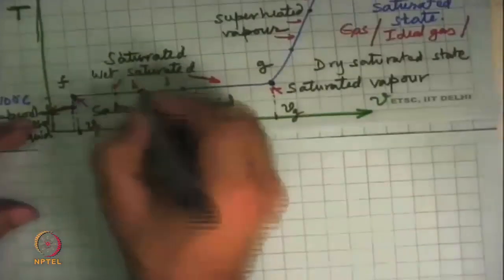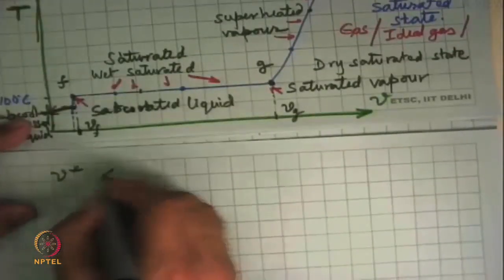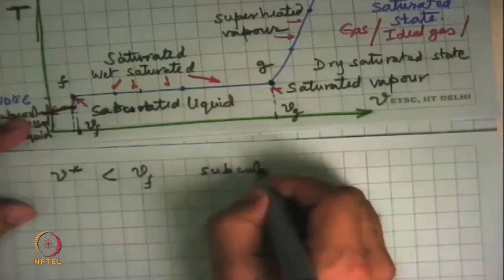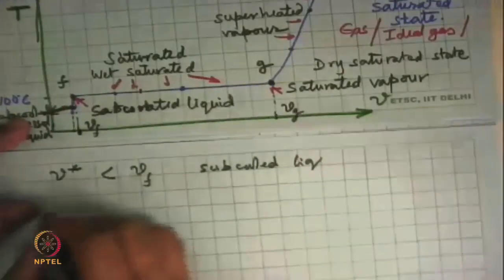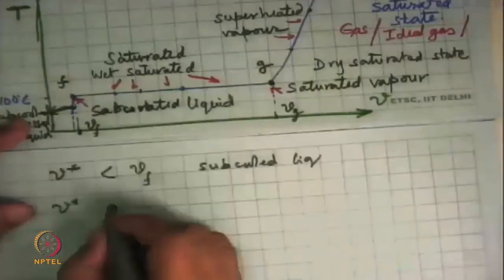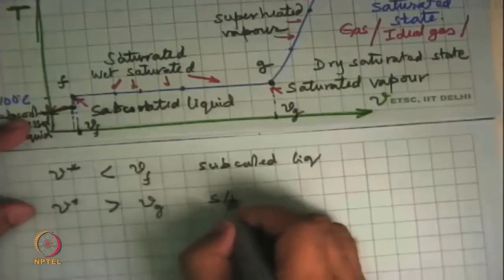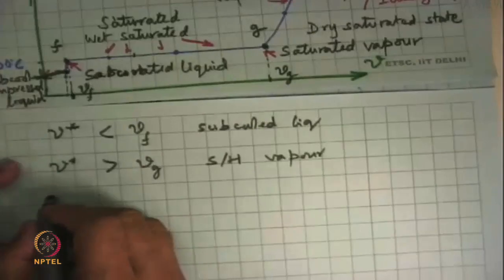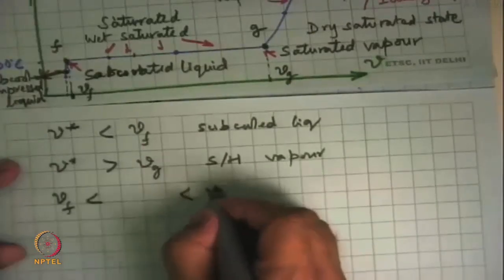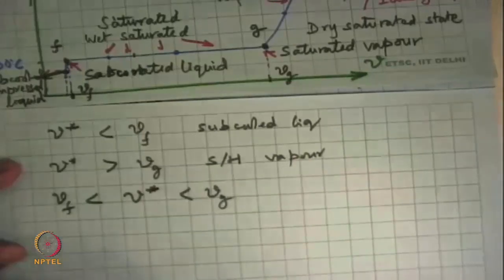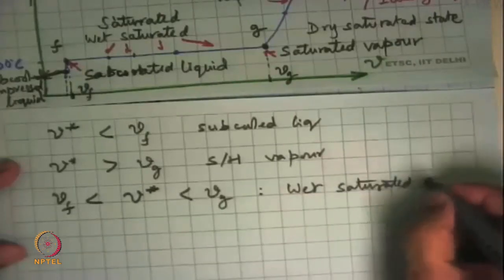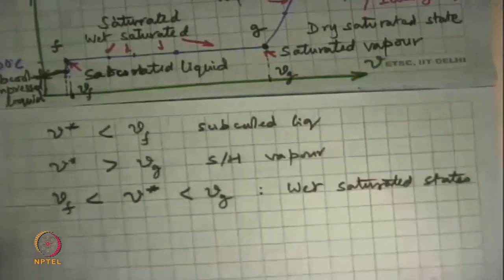So another way to decide whether it is a subcooled liquid or superheated vapor is that if the specific volume given is V star, if V star is less than Vf, that means it is on this side, this is subcooled liquid. If V star is greater than Vg, superheated vapor. And if V star lies between Vf and Vg, then these are all wet saturated states. Or simply we can even just say a wet state or a saturated state.